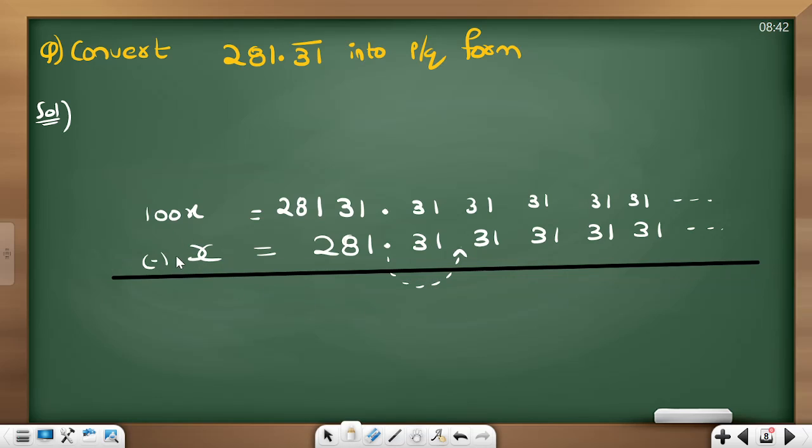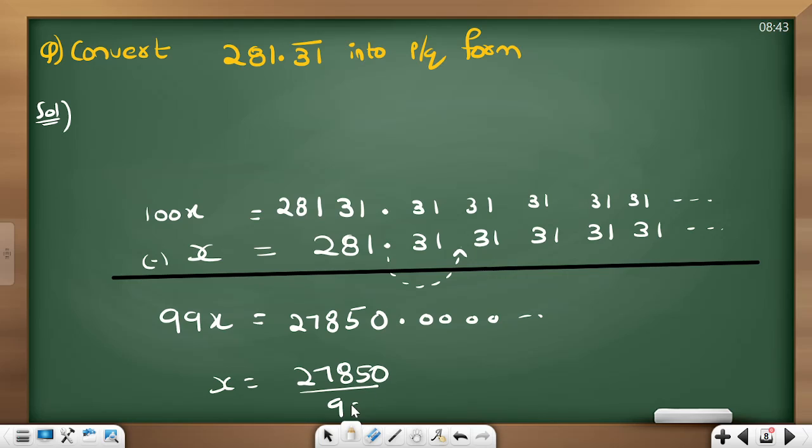So 100x minus x is going to be 99x, that is equal to, if you subtract it, you will get 0.00. That's okay. Next, 13 minus 8, 5, 27850. 281 minus 31 is 27850. Now the x value is 27850 divided by 99. This is our required P by Q format.